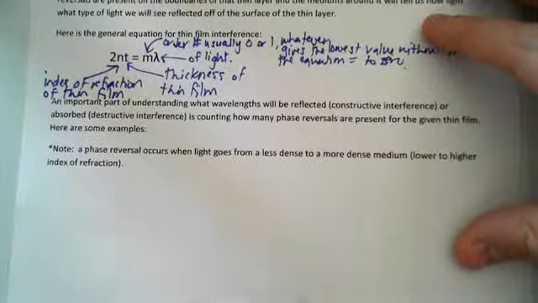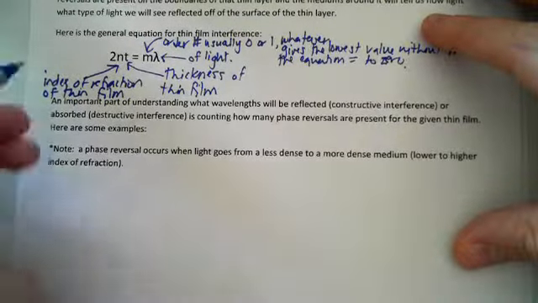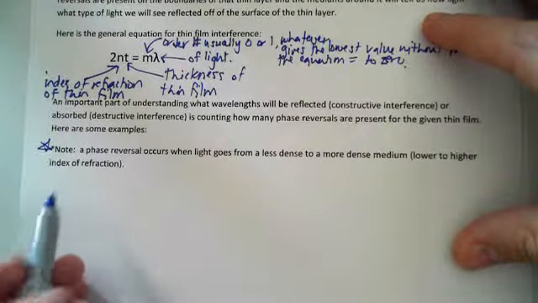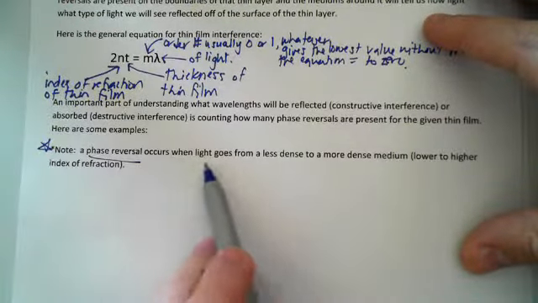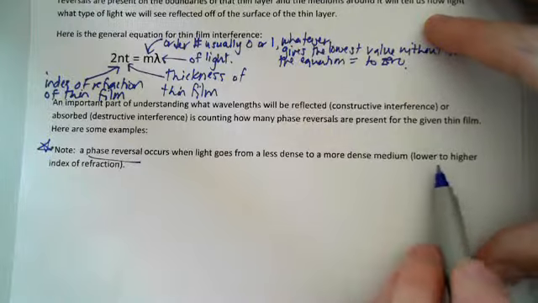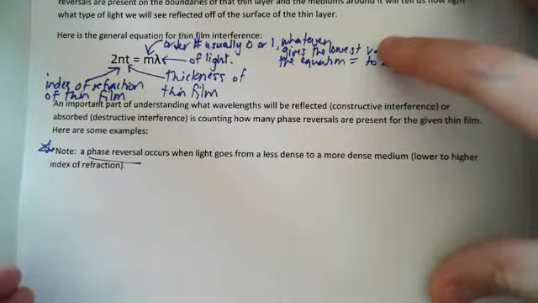Okay, so a keynote here, this is important. A phase reversal, you know there's a phase reversal when light goes from a less dense to a more dense medium, basically lower to higher index of refraction. So let me just give you an example.